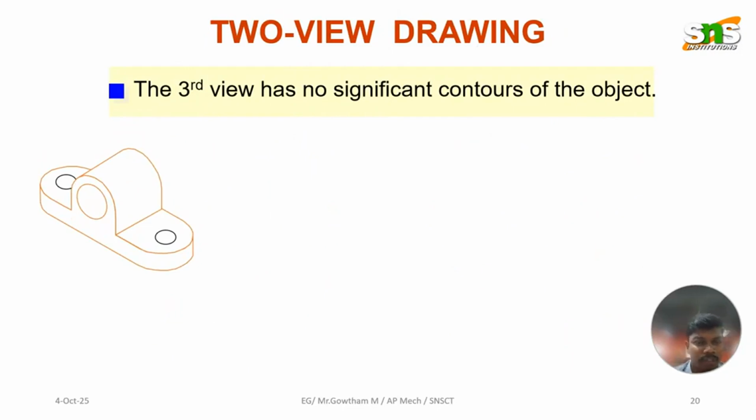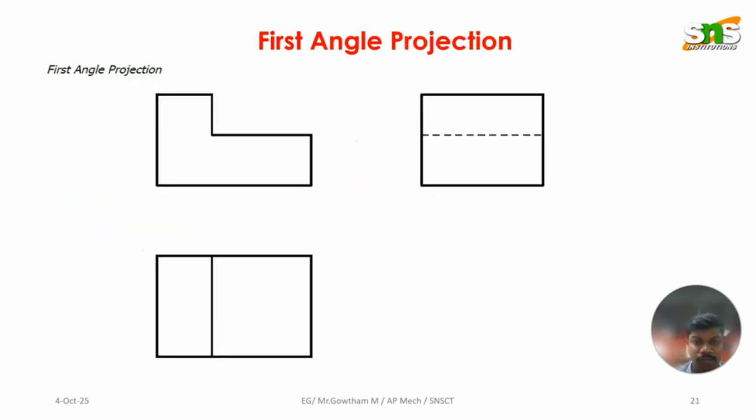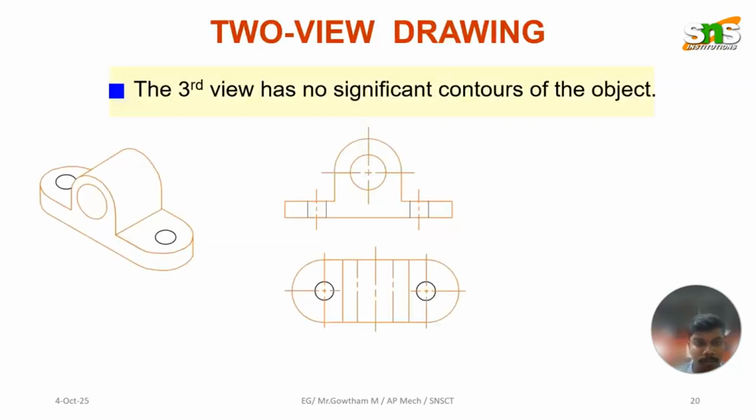Next, a two-view drawing, which is nothing but a third view with no significant contours for the particular object. I have shown it here for your reference. This is one object. In this object, the front view will be placed here, and our top view will be this. Only two views. There is no side view.